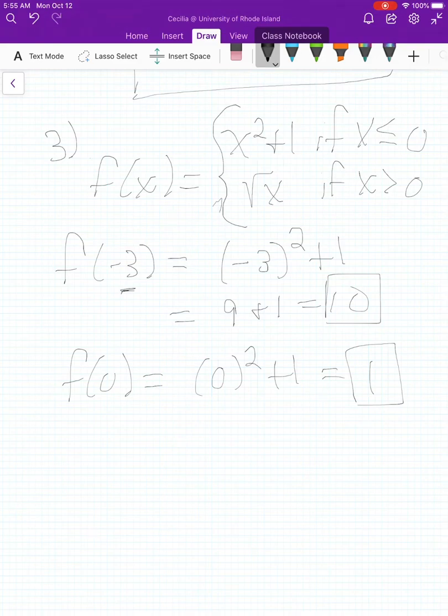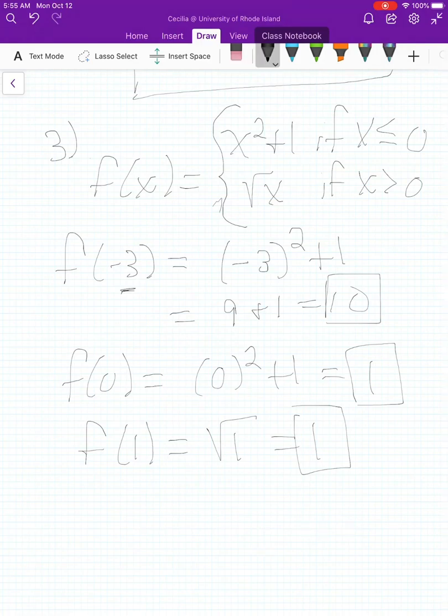And then we're asked to find f of 1. Well, if we look at f of 1, it's the square root of x, because x is greater than 0, right? 1 is greater than 0. So we go to the square root of 1, which is 1. It's okay that we have the same height.